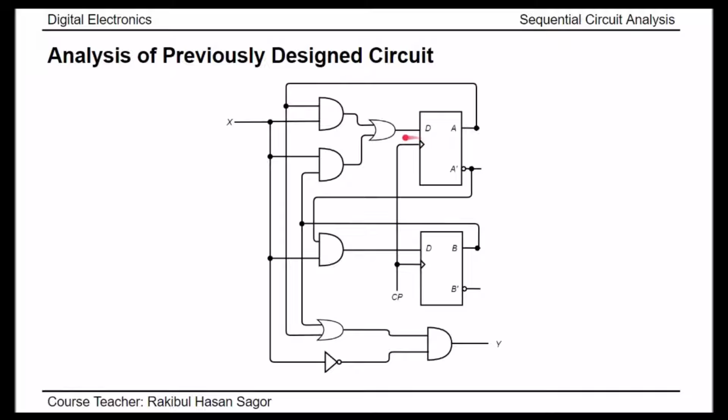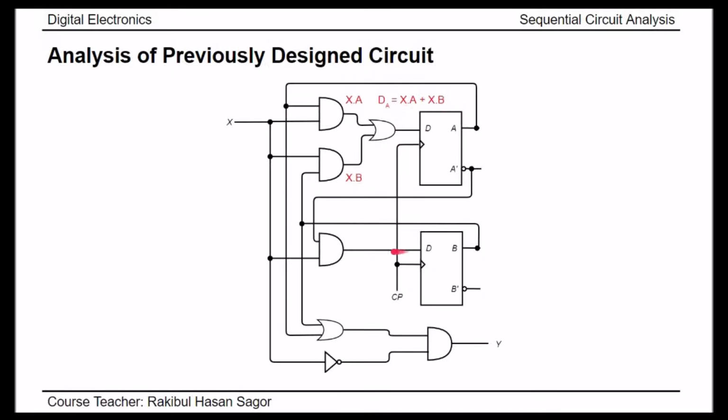Now, what is the input equation for the first flip-flop? That is the A flip-flop. In order to get the input equation here, we need to know the inputs of this OR gate. So what is the input here? That is the output of this AND gate and this AND gate. The output of this AND gate is X and A, since one input is X and another input comes from A. And the output of this AND gate is X and B. So what is the input here? The input of this flip-flop is XA or XB.